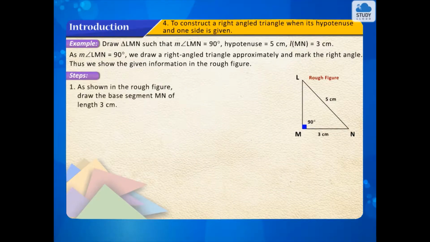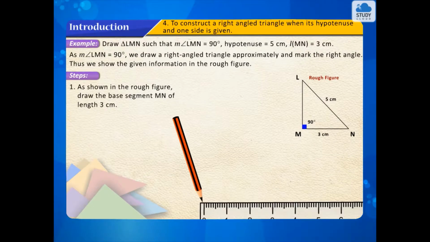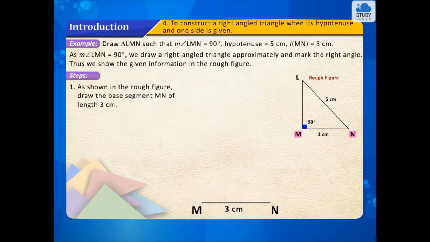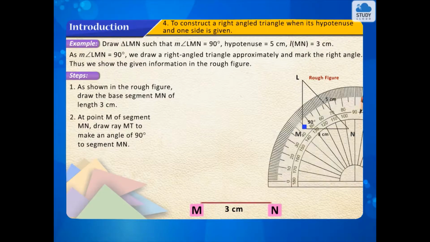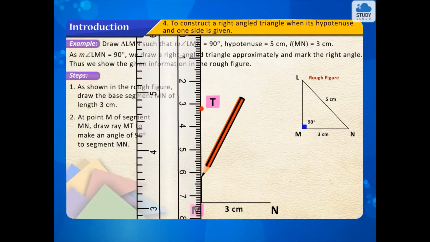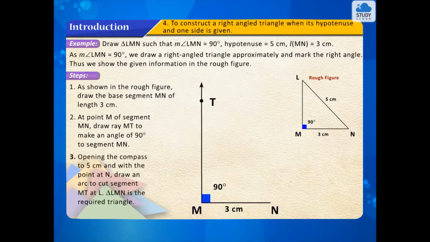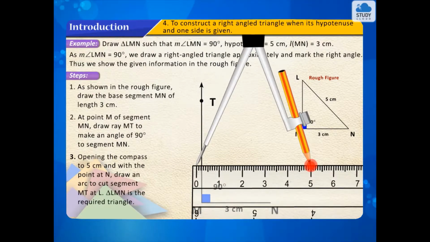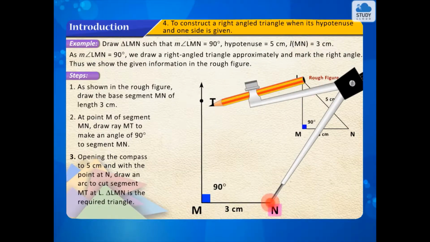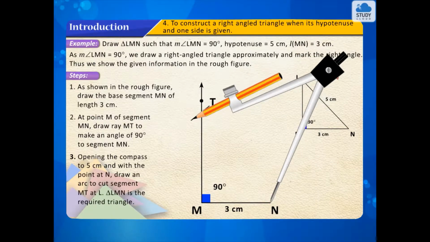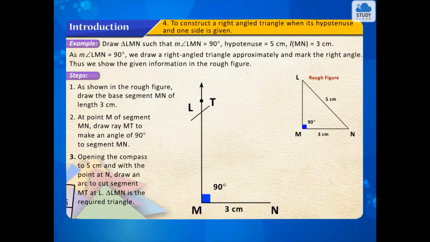Steps. 1. As shown in the rough figure, draw the base segment MN of length 3 cm. 2. At point M of segment MN, draw ray MT to make an angle of 90 degrees to segment MN. 3. Opening the compass to 5 cm and with the point at N, draw an arc to cut the segment MT at L. Triangle LMN is the required triangle.